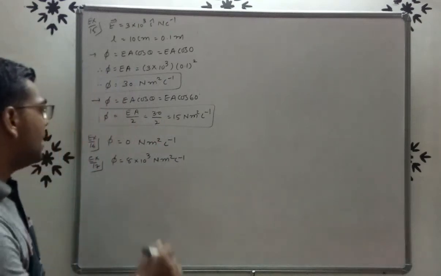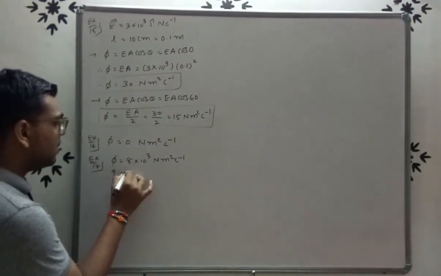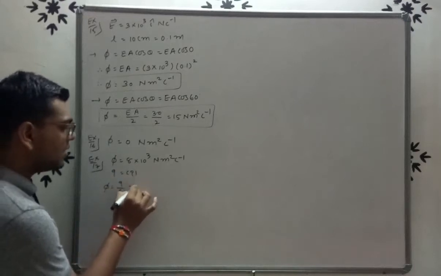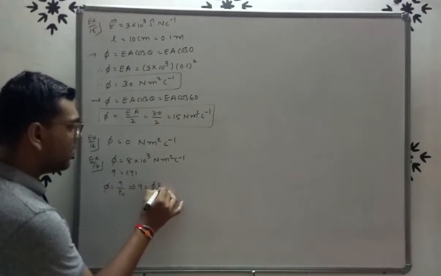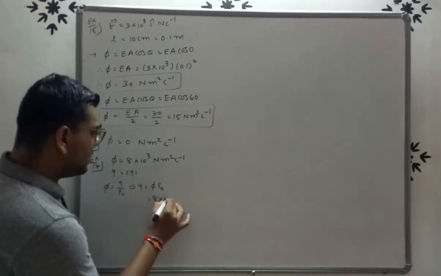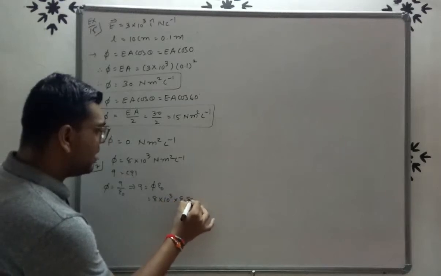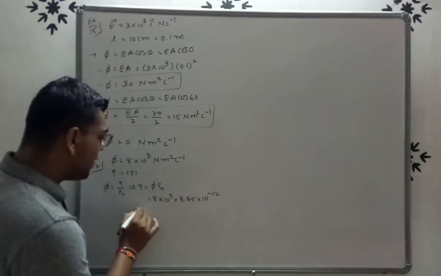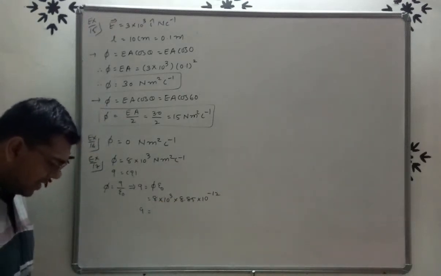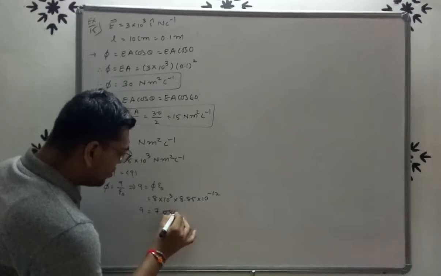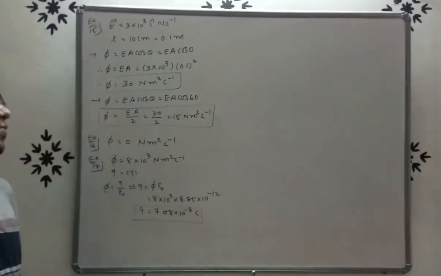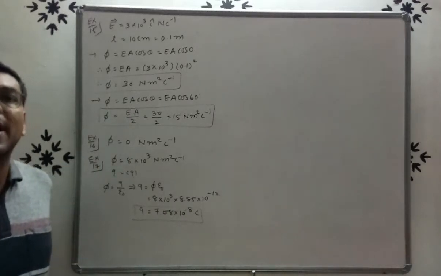So here we have to find out the charge inside the box. We know the formula, flux phi is equal to q by epsilon 0. So charge is equal to phi into epsilon 0. Value of phi is 8 into 10 raised to 3 and epsilon 0 is 8.85 into 10 raised to minus 12. After the calculation you will get 7.08 into 10 raised to minus 8 coulomb. Right, so simply we have to use the formula of flux phi is equal to q by epsilon 0.